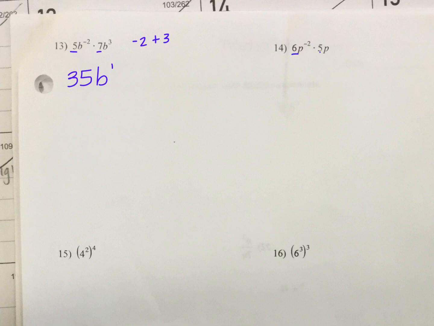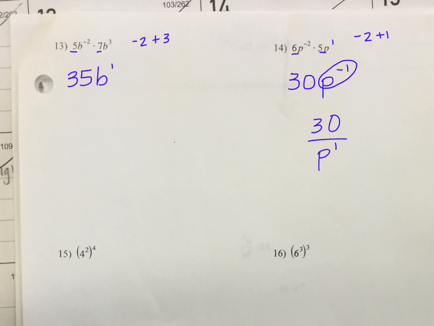All right, multiply the big numbers. 6 times 5 is 30. P, this time I have -2 plus 1. That makes a -1, which is an illegal answer. Circle it, make it 30 over P1 so it can be legal.